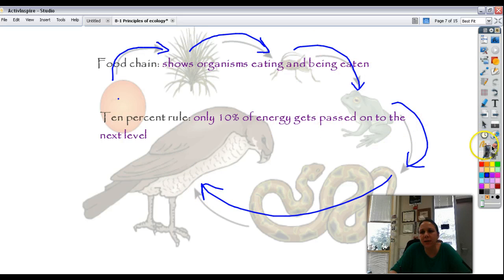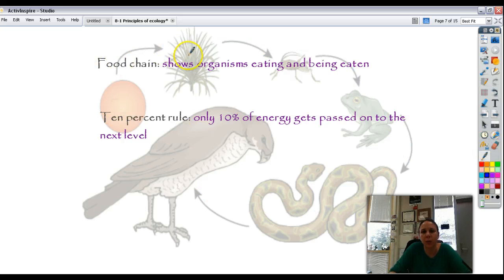And what we see is as the energy from one gets passed on to another, we lose a lot of the energy. And so we have this thing called the 10% rule. Only 10% of the energy gets passed on to the next level. So of 100% of his energy, only 10% will go on, and so on. And so this hawk is only going to get about this much use out of the snake. All the rest of the snake is going to be probably excreted or used to help keep him warm.